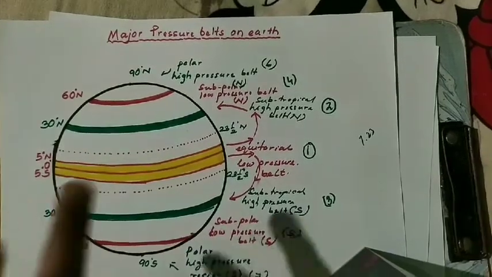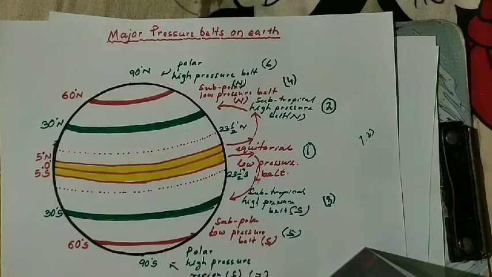So like this, 7 pressure belts are formed on our Earth's surface.